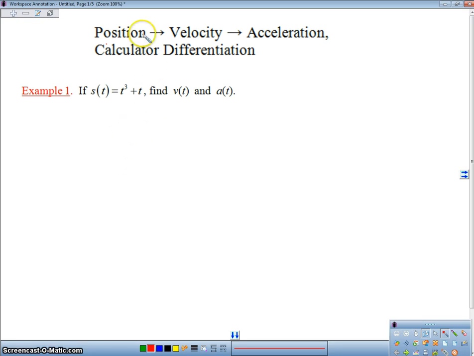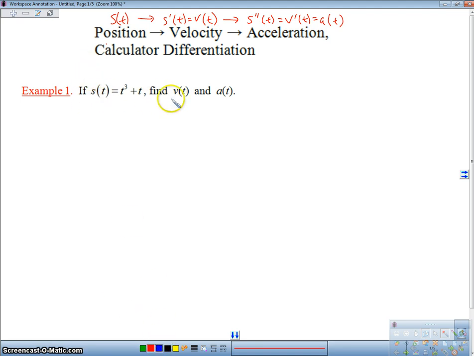So basically, position, velocity, acceleration. Position we label as s of t. Velocity is the derivative of the position, v of t, and acceleration is the second derivative of the position, or the derivative of velocity, which is called acceleration. All right, so that's the basic idea of what we're going to do here. So let's do this first example.